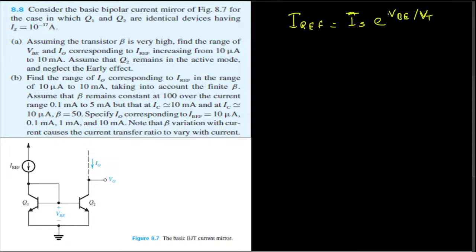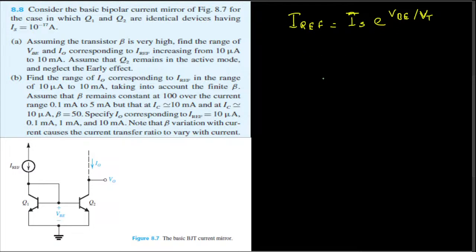This information is good for us because from this one we can find the VBE value, because we have the I reference available, that is 10 microampere to 10 milliampere, and VBE is what we are trying to find. The question asks for VBE and I output, but this equation is useful to find VBE. VT is a constant value, the thermal voltage, always 25 millivolts. So all values are known except VBE, so we can rearrange this equation and solve for VBE. In order to do that, we have to get rid of this e power and bring it down.